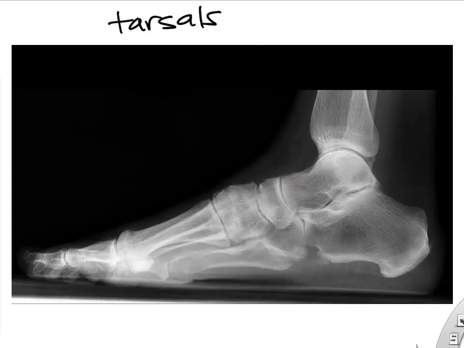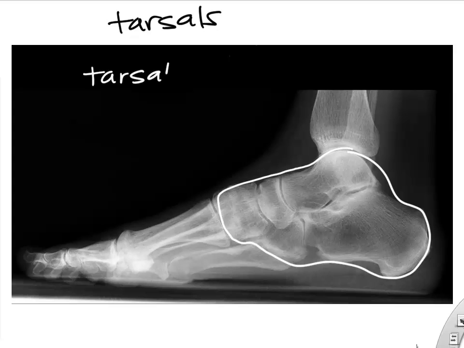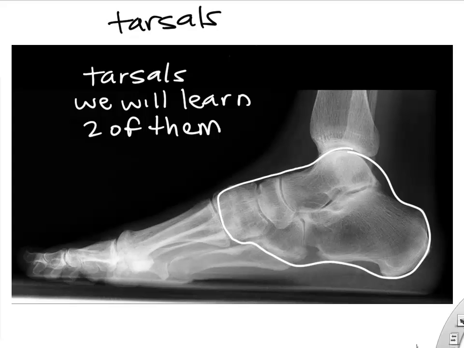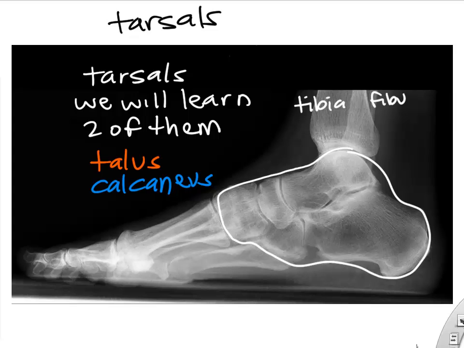So again, the tarsal bones are all of those. We're not going to learn the names of the other tarsal bones. You could if you wanted. I think there are 7 or so. The two that you have to know for our class, the talus and the calcaneus. Again, on this x-ray, you can see the tibia and the fibula, and you can see the talus right underneath them, making your ankle, and then your heel bone, the calcaneus.